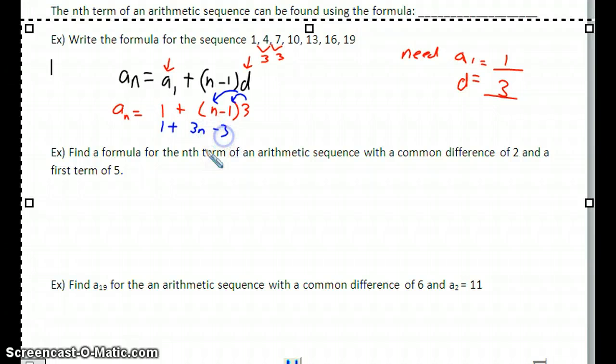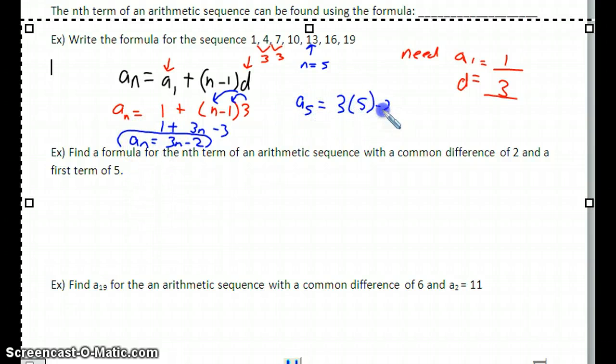If I use the distributive property and combine like terms, we would get 3n minus 2 as the formula to find any term of the sequence. Let's just test it to make sure that we did this correctly. So if I ask you to find the fifth term of the sequence, 1, 2, 3, 4, 5, that would be 13 right here, right? That would be the fifth term. That would be when n equals 5. So if I plug that into the formula here, 3 times 5 minus 2, I get 15 minus 2, which is 13. Isn't the fifth term of our sequence 13? So we know our formula works out.